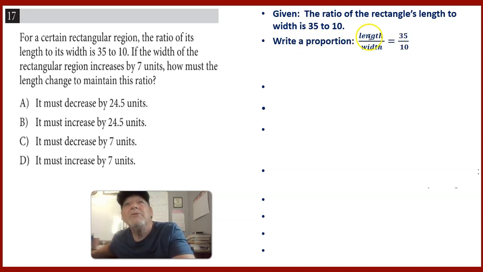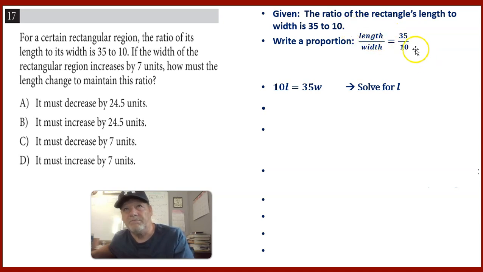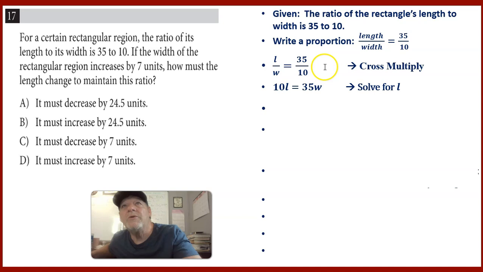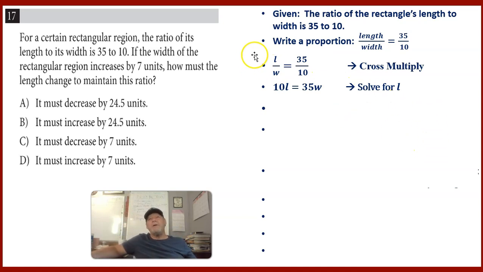All right. So I can write the proportion, the length to the width equals the 35 to the 10, and that was given. So when I cross multiply, which is how you solve these, I take my 10 times my length, which will be 10L, equals the 35 times the width. So we just change the length for L, the width for W, cross multiply, and I get 10L equals 35W.